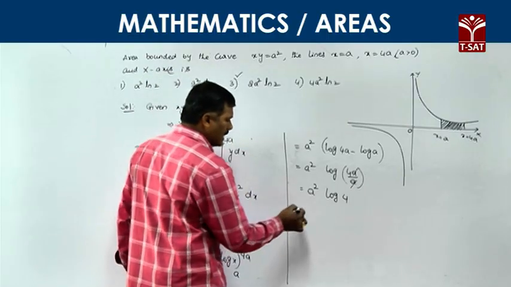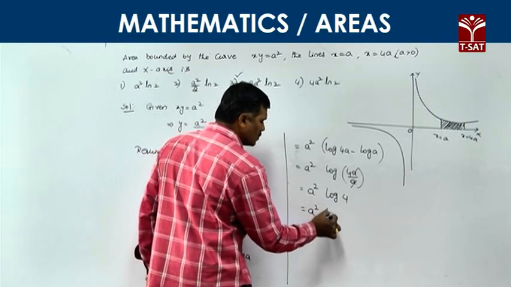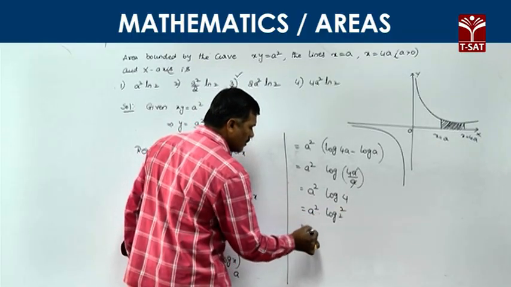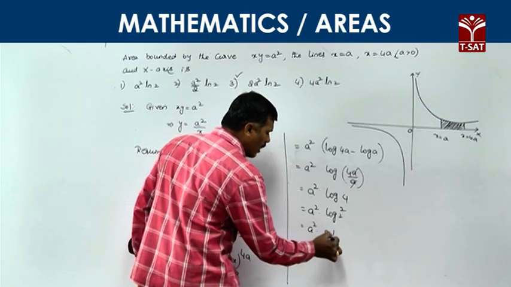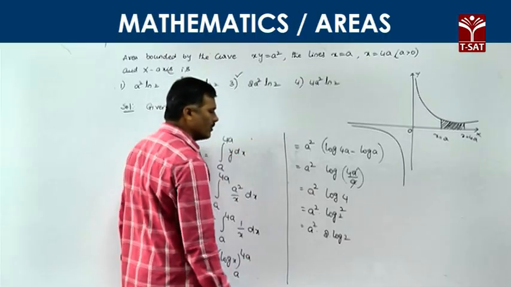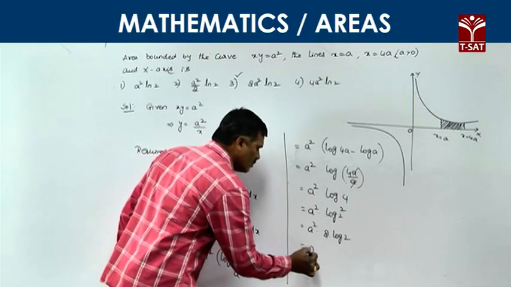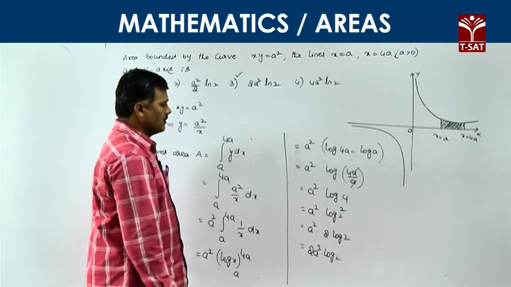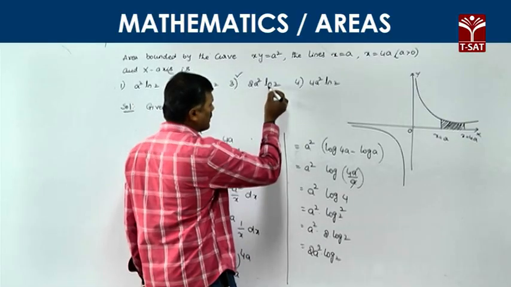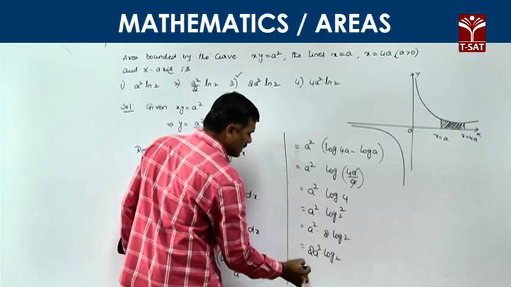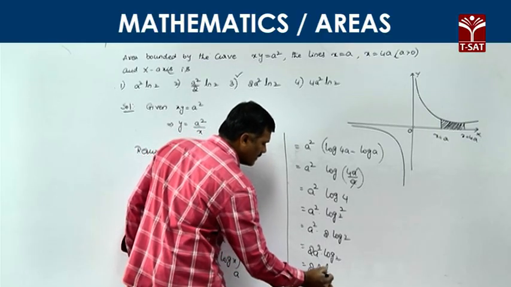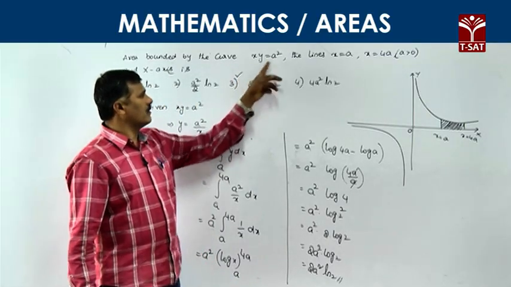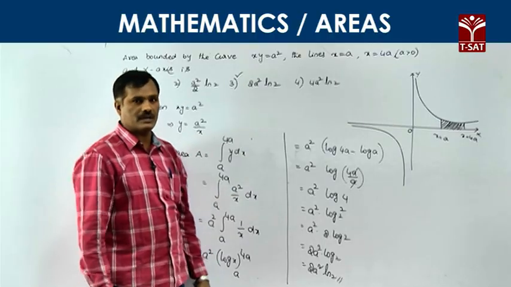Now log 4 can be written as a² log 2². You know the formula log x to the power n is n log x. So here 2 log 2, that is equal to 2a² log 2. Here log 2 is nothing but ln 2, that is the required solution, 2a² ln 2, which is the solution of the given problem xy = a². That solution, the third option, is the correct option.